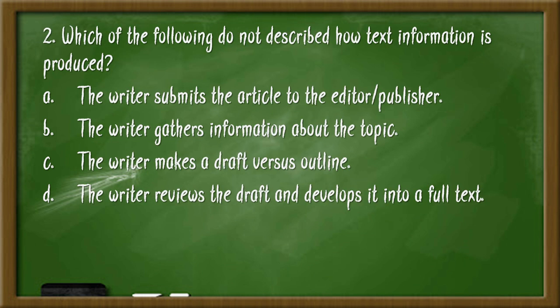Question number 2. Which of the following does not describe how text information is produced? A. The writer submits the article to the editor or publisher. B. The writer gathers information about the topic. C. The writer makes a draft versus outline. Or letter D. The writer reviews the draft and develops it into a full text.